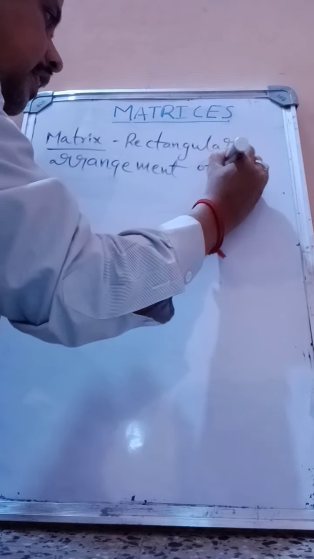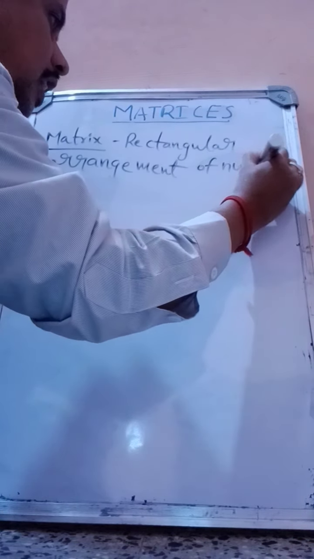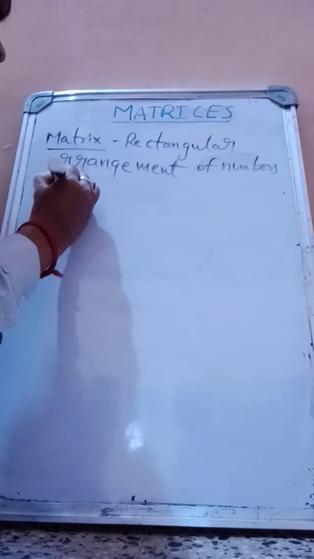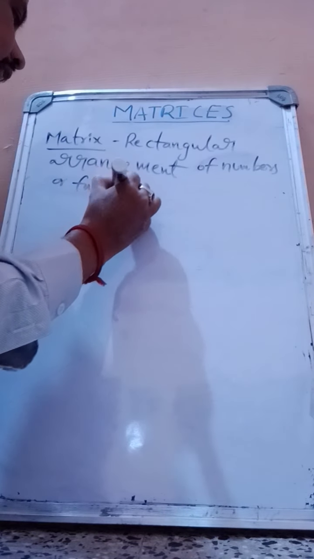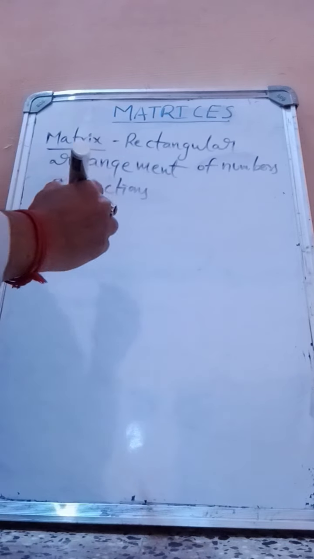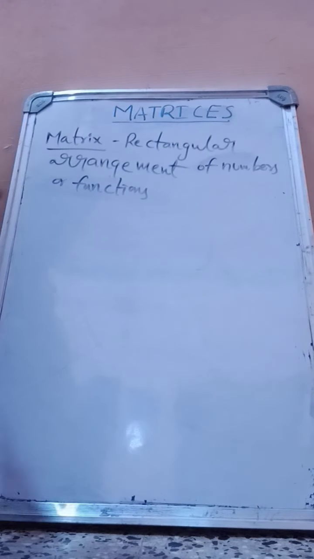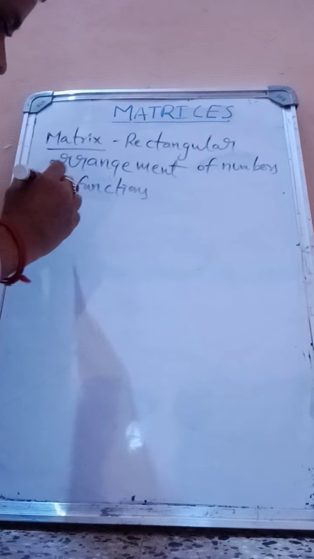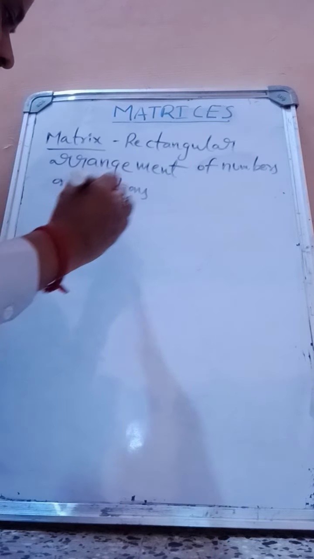Now I am going to explain a beautiful concept called matrices. Okay. So what is a matrix? First, a matrix is a rectangular arrangement of numbers or functions. Any matrix can be represented by using capital letters. For example, A, B, C, D like this.